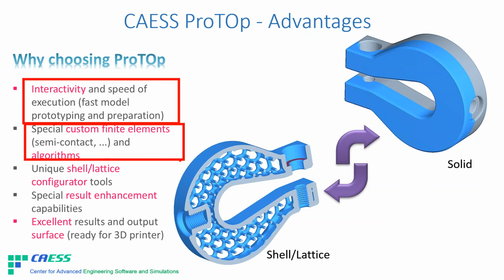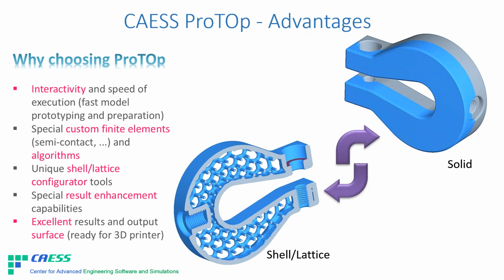So we don't employ regular elements as our competitors usually do. The ordinary elements in ProTOP are specially developed and coded for ProTOP, so they contain special enrichments to enable nice element cutting. And then I think this is really unique: the shell lattice tool configurators. I don't know any software that has this.